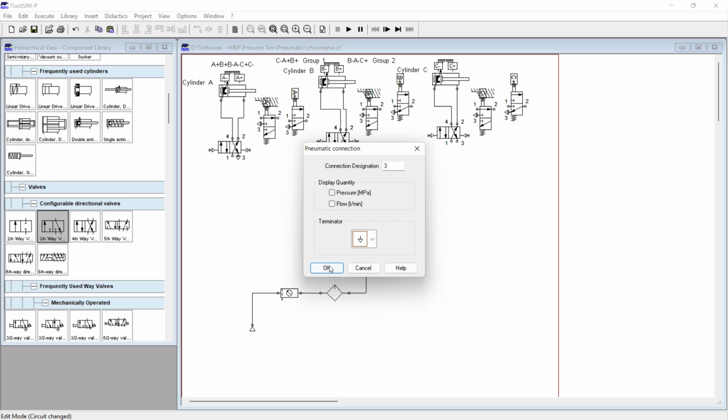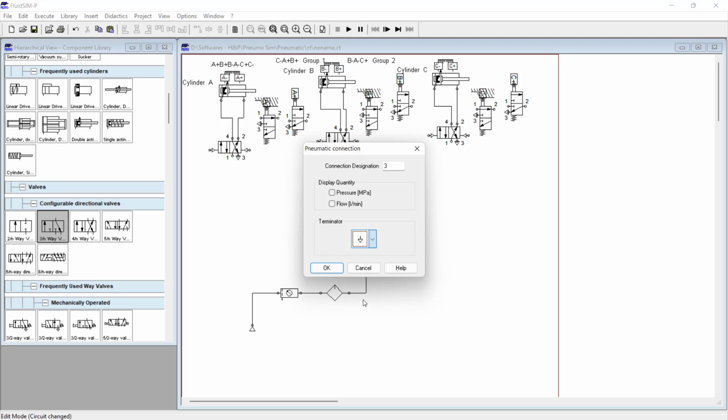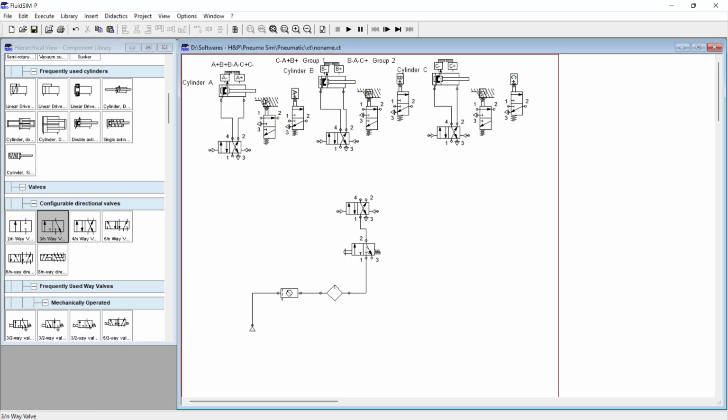In the DCV there should be a vent. So all the DCVs receive power from the main source.